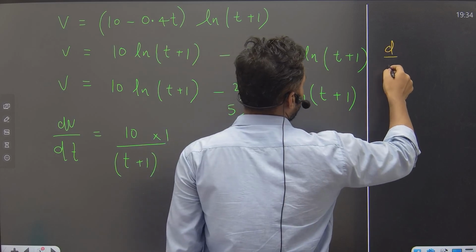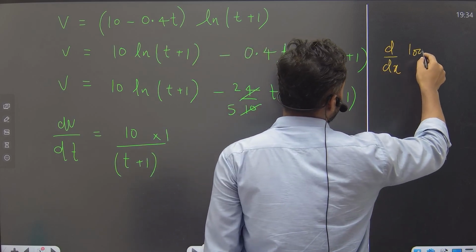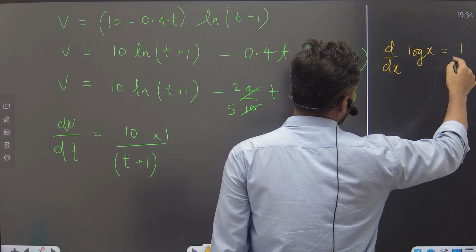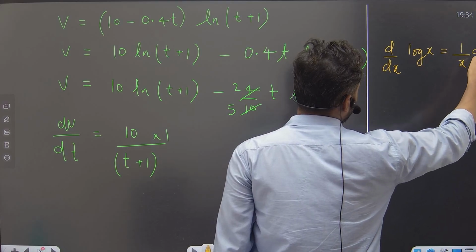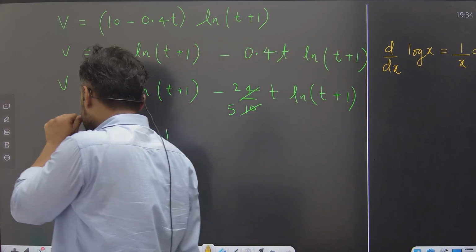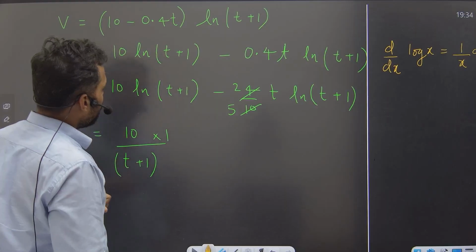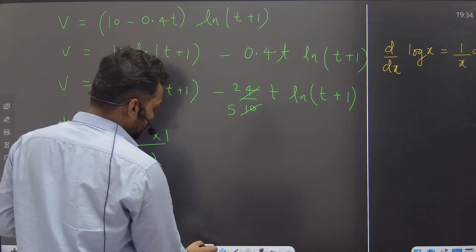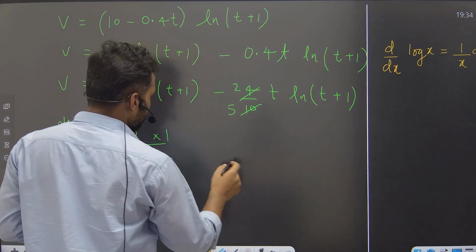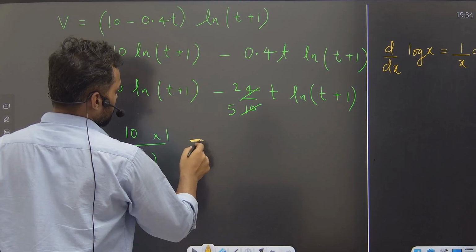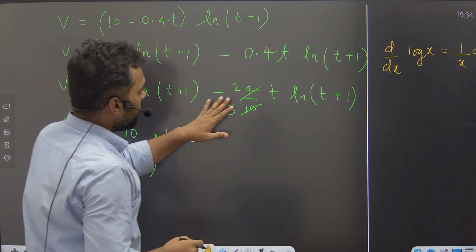d by dx of log of x, this is the formula, student. It will be equal to 1 by x dx. Okay, this formula we have applied here. t plus 1 will be into the negative part, cross of 1. Now next, again differentiation, that is 2 by 5.